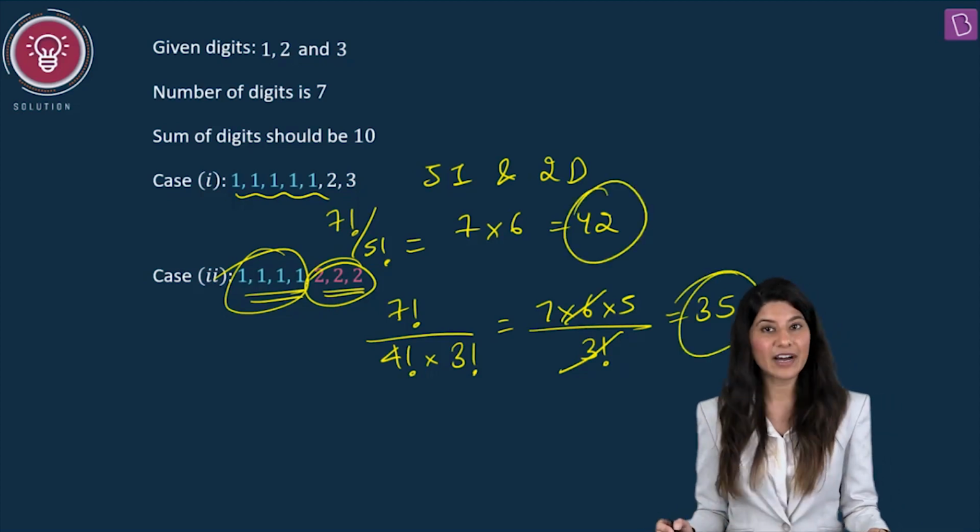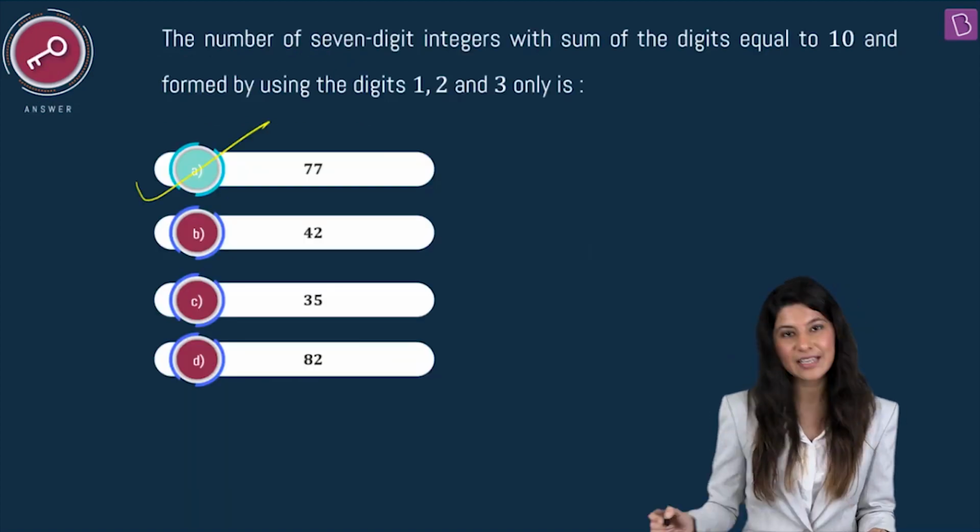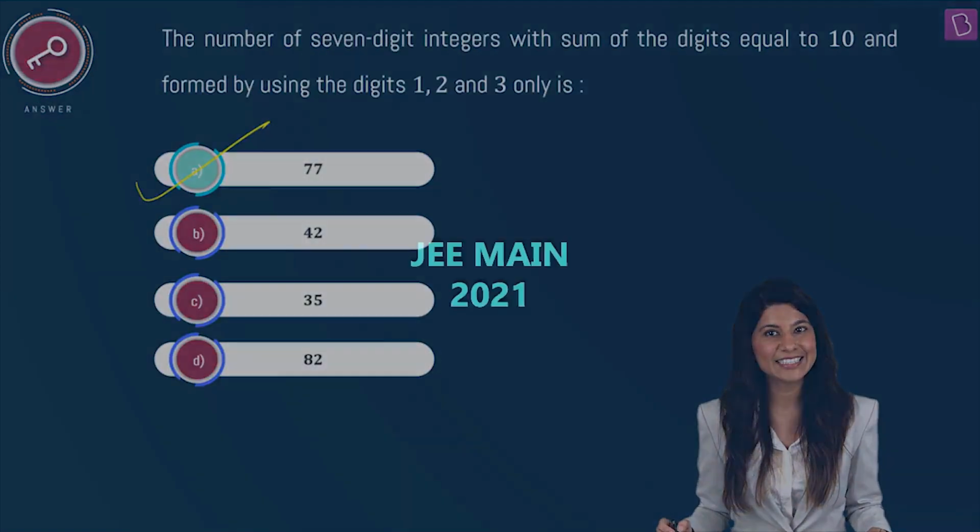42 plus 35 is your answer, which is equal to what? 77, which is exactly matching with option A. All right.